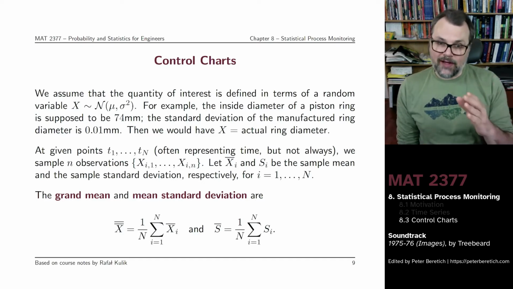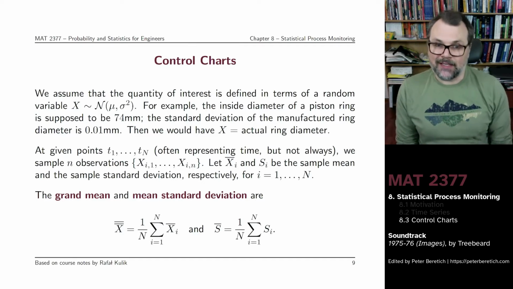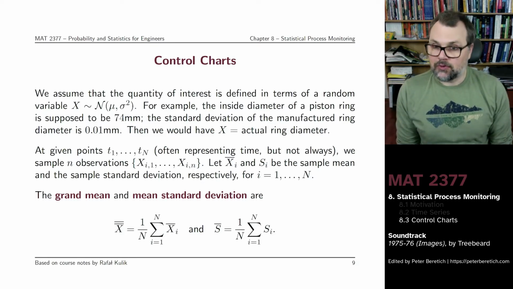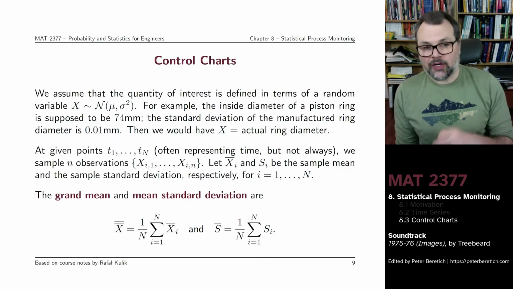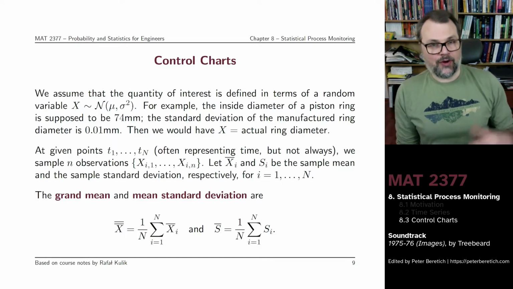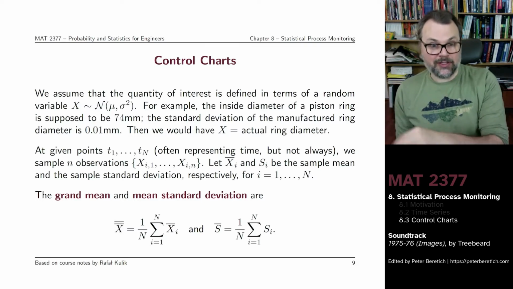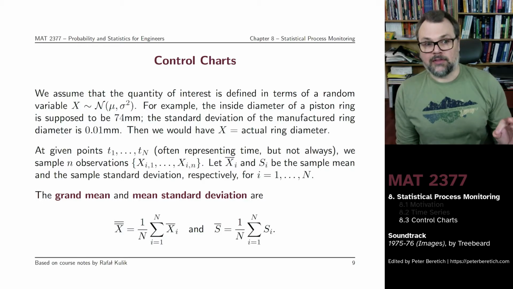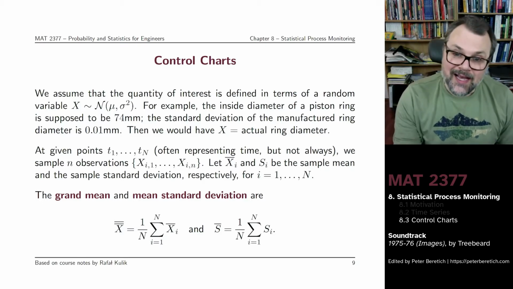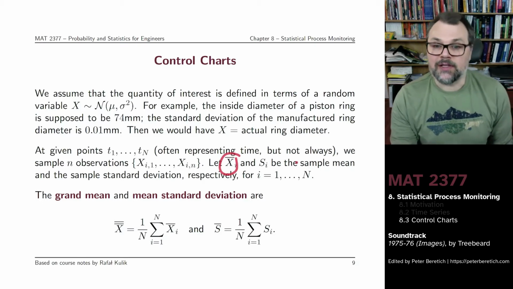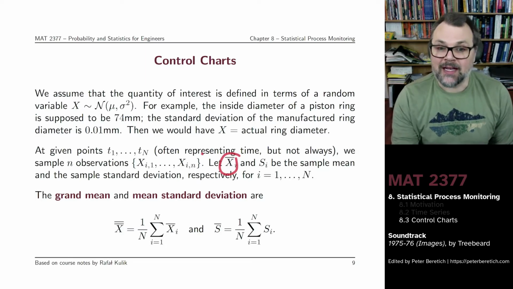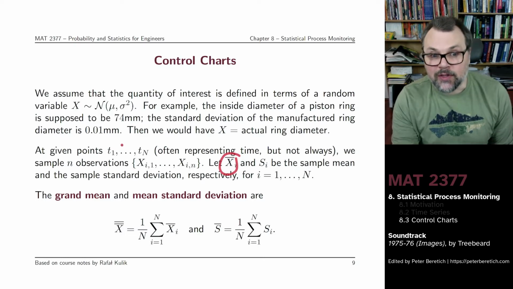So at given points, t1 all the way up to t uppercase N, these often represent time, but they don't always do so. You sample lowercase n observations. So for every location or for every time stamp of interest, you will make n samples. Xi bar is going to be the sample mean from the n observations at the time index i, which is one of the t1, t2, t3, all the way up to t uppercase N.